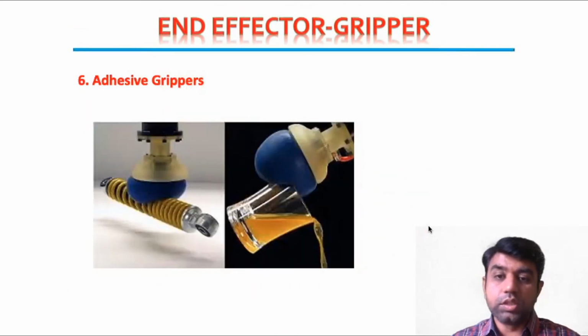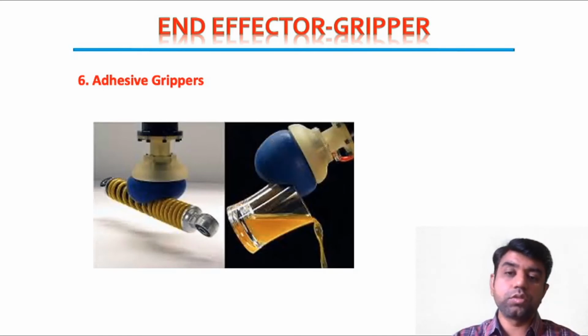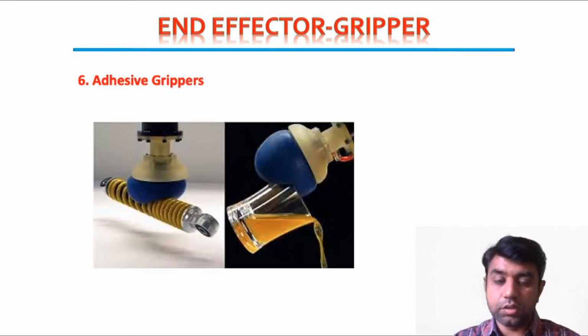The last one is an adhesive gripper, right? In some cases we can use this kind of adhesive material, which will just stick to the workpiece material and you can carry it somewhere, right? So these are the different normal types of mechanical grippers or end effectors which we use in the case of robot technology.